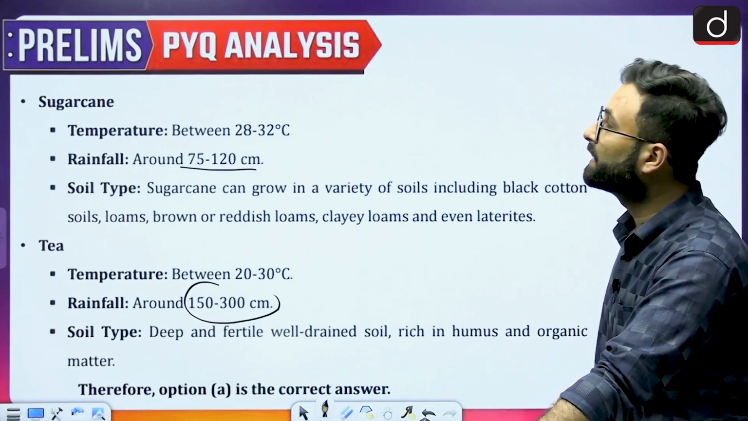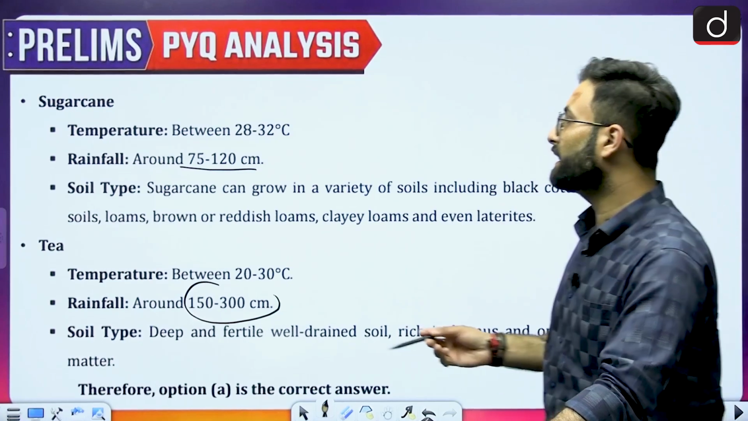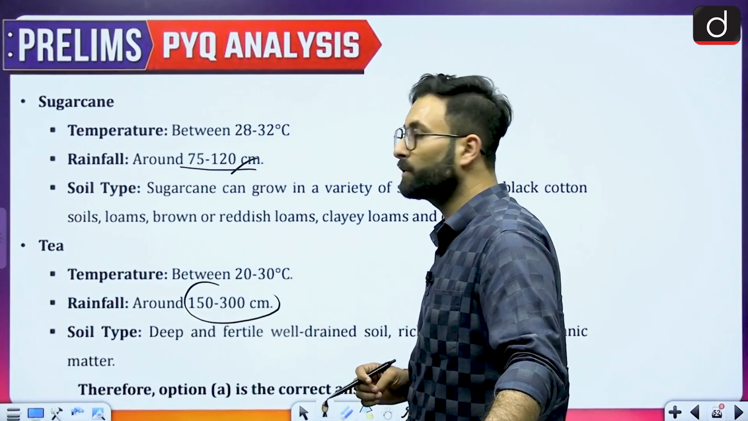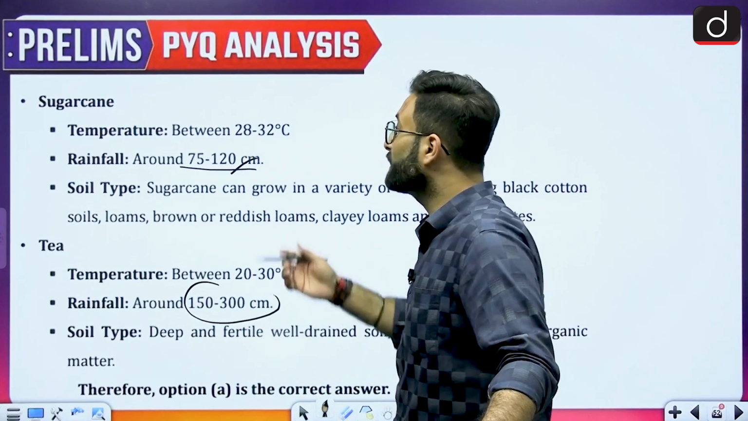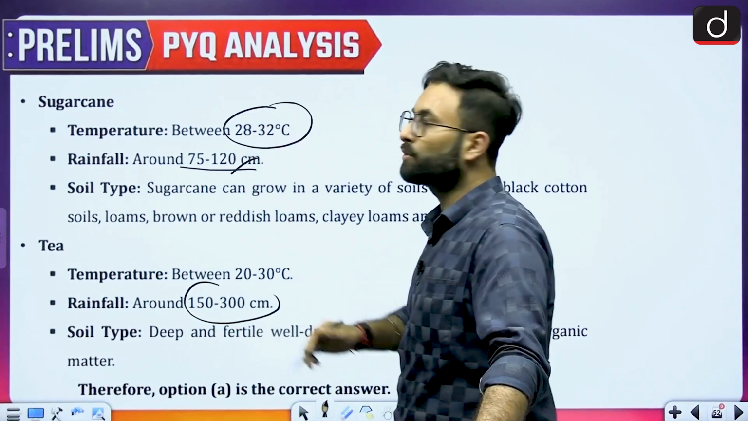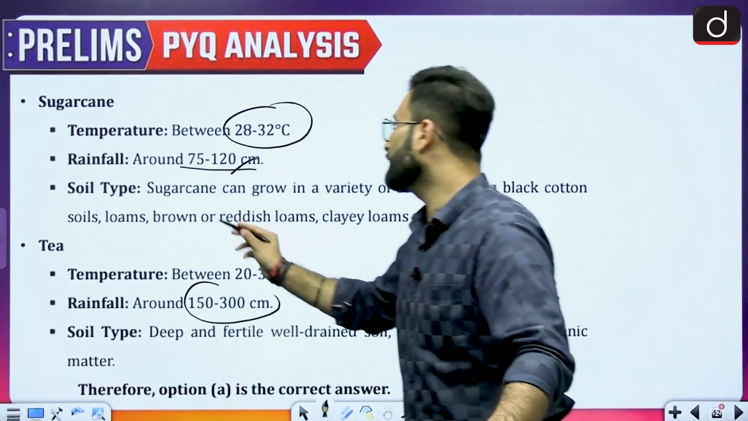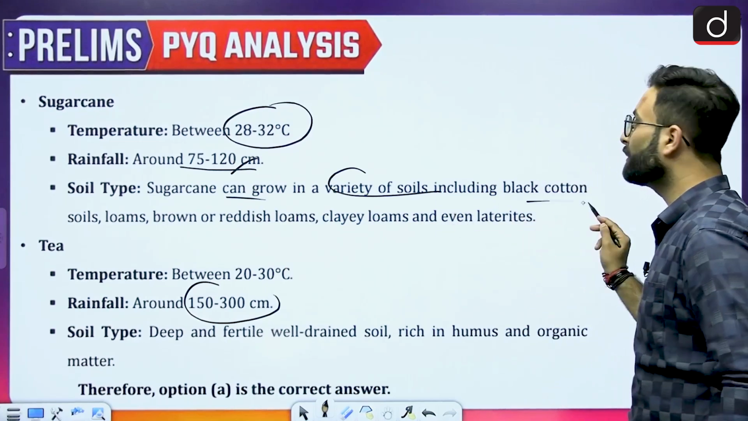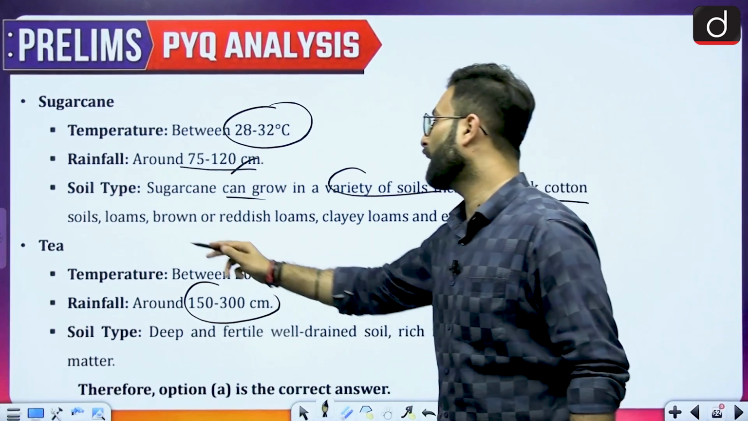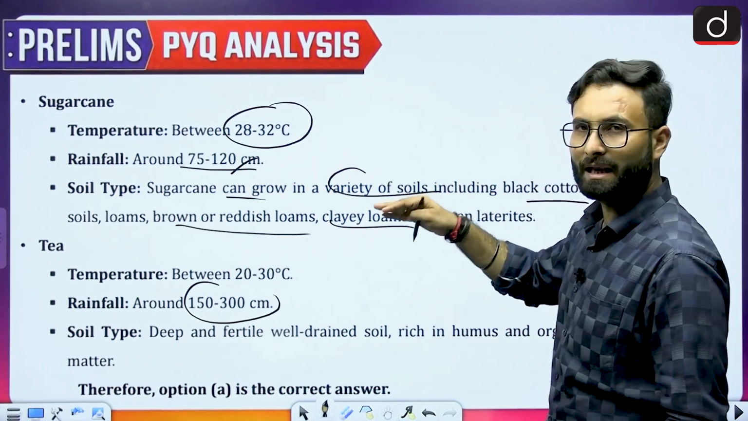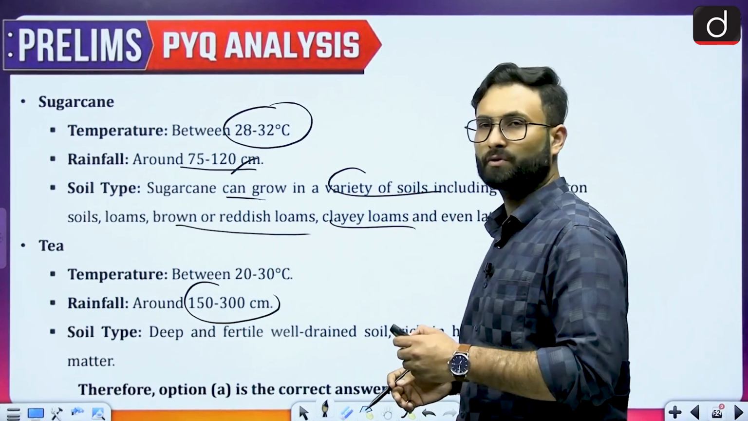Okay, so that is there. Coming to the next one, sugarcane, we have seen that the rainfall requirement is 75 to 120 centimeters. When we talk about temperature, that is 28 to 32 degrees Celsius. Soil type: sugarcane can grow in a variety of soils, including black cotton soil, loam, brown or reddish loams, and clayey soils. So sugarcane can be produced in any kind of soil given here.